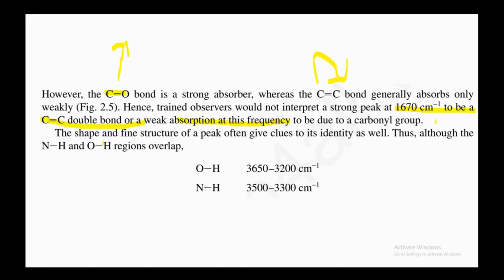So from the intensity of the peak, you can determine which it is. For example, if you see a peak at 1680, you can think of two things. It could be the carbonyl group, or it could be the carbon double bond carbon. Now, if the intensity is very high, then it's going to be the carbonyl group. If the intensity is low, then it's going to be the carbon double bond carbon.